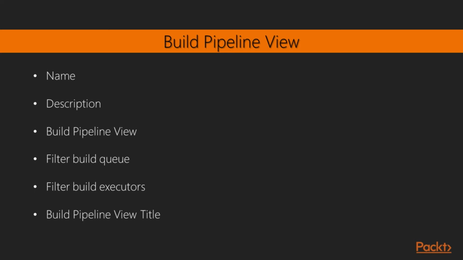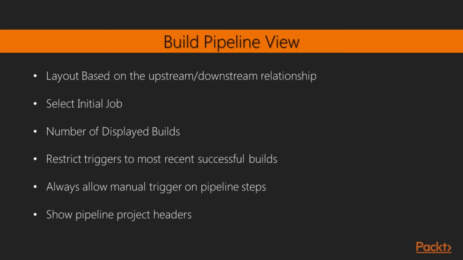Filter build queue. Only jobs in this specific view will be shown in the queue. Filter build executors. This is used to show build executors that could execute the jobs in this view. Build pipeline view title: the title to display on the Jenkins dashboard. Layout based on the upstream or downstream relationship. This layout mode derives the pipeline structure based on the upstream or downstream trigger relationship between jobs.